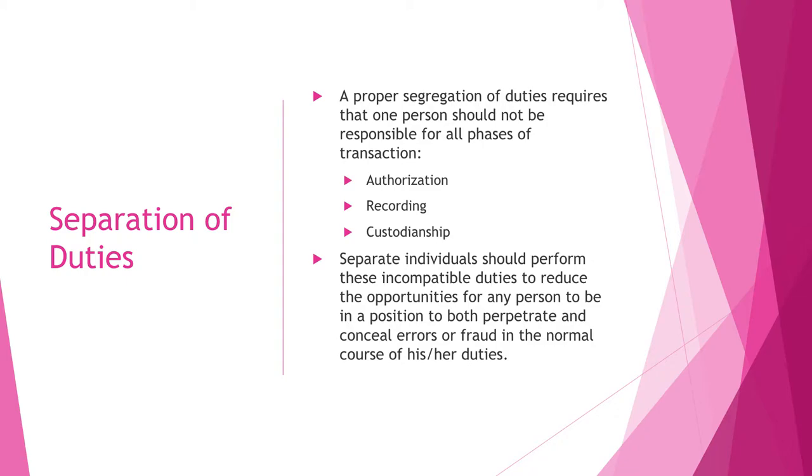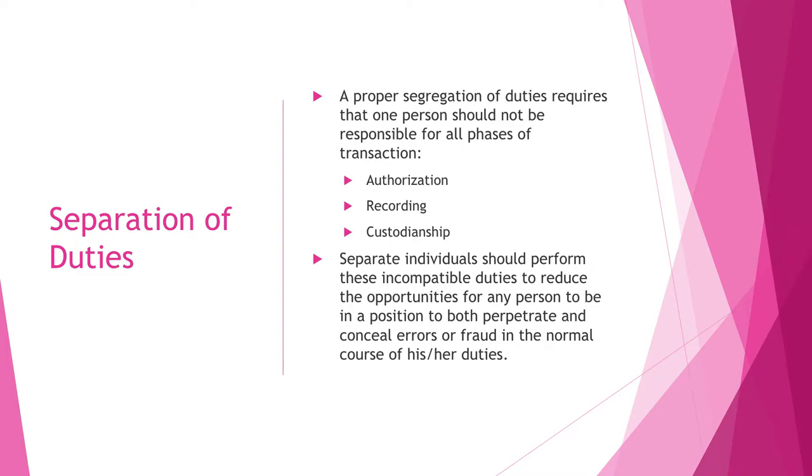Why? Because if it is merged into one person, then he or she is performing a function that is susceptible to abuse. Separate individuals should perform these incompatible duties. We call them incompatible duties. Hindi sila compatible. Meaning, kung nasa authorization siya na part, hindi siya dapat gumagalaw ng records. If nasa records naman siya, wala siya dapat custody. Okay? Or custodianship or custody.